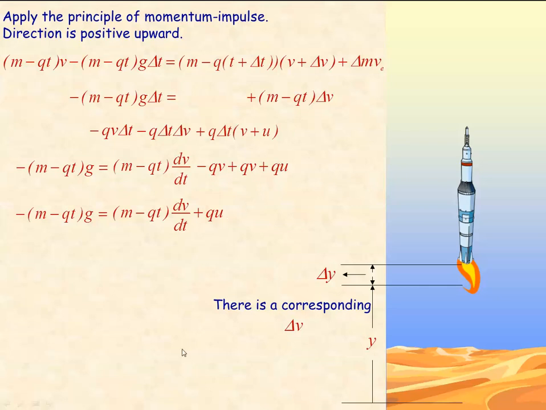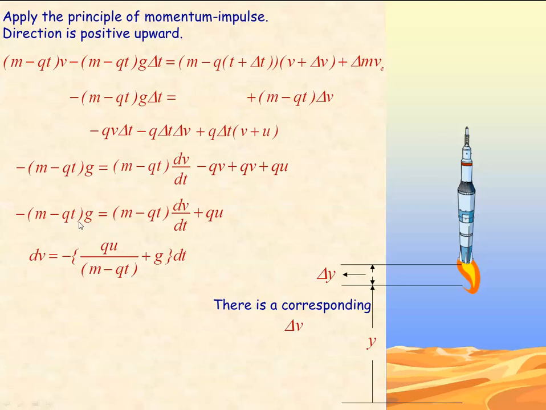All right. Now the next thing we're going to do is separate out the variables here. And this is easier to do than that chain problem we worked earlier. So what happens here is that we're going to multiply across by dt, and we're going to divide by m minus qt. Let's take a look at that very carefully, because we've got to get all the time terms together.